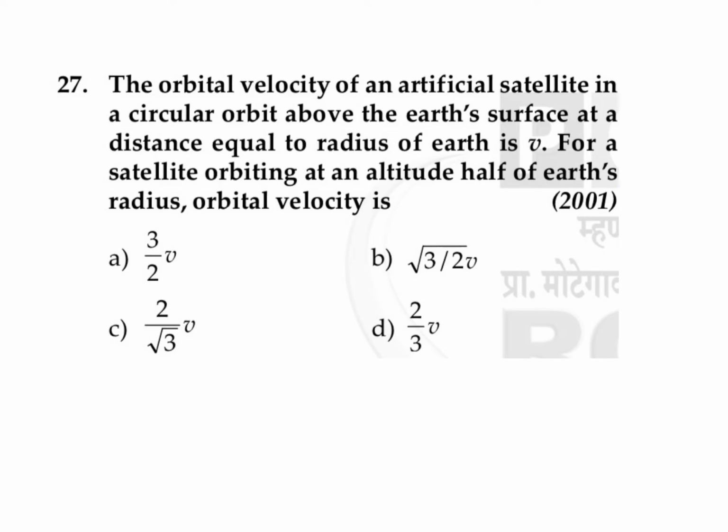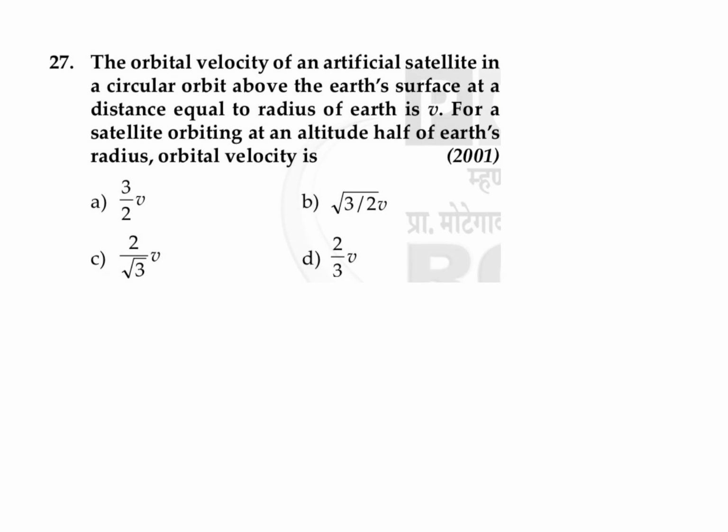The orbital velocity of an artificial satellite in a circular orbit about the Earth's surface at a distance equal to the radius of Earth is v. For the satellite orbiting at an altitude half the Earth radius, its orbital velocity is? So we can just compare the orbital velocity and the orbital radius.